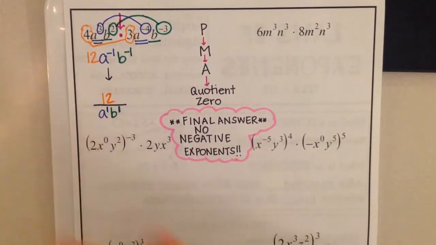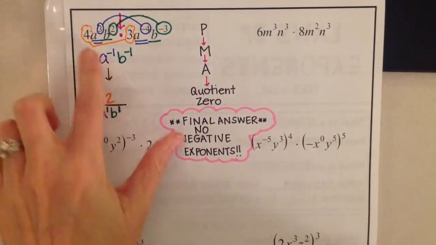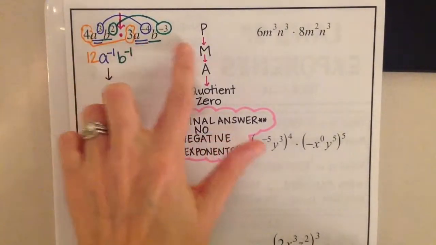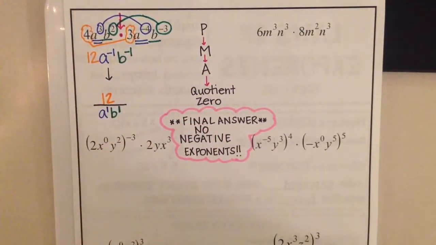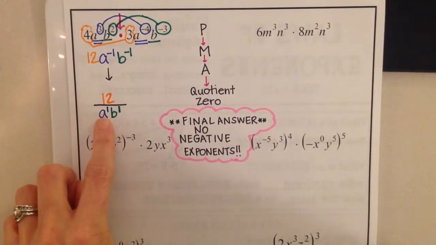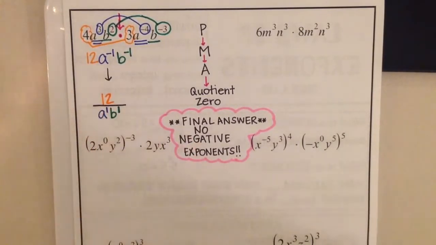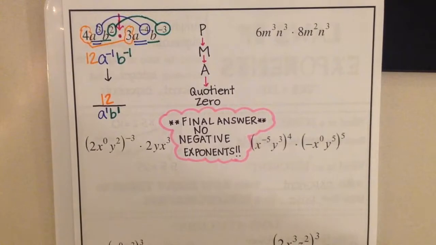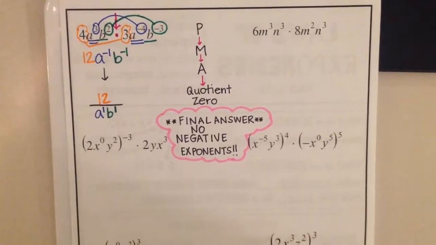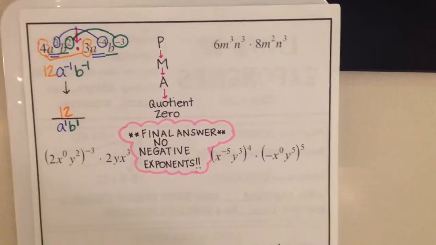Again, we are not trying to find the answers for a and b. We want to take it from where we see multiple of the same bases and combine them where I end up with one base of each different variable. And I end up with one number base, okay? All right, let's look at another one because the more you practice, the better you're going to get at this.